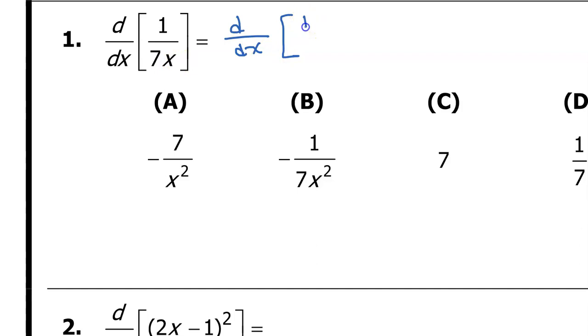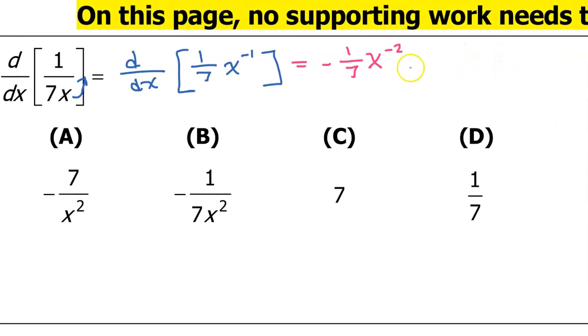See this x in the denominator? I'm just going to bring that out of the denominator and write it as x to the negative 1 power. So now I can more easily do the power rule. I will multiply the negative 1 times the 1/7 and I get negative 1/7. I reduce this power by 1. So this becomes x to the negative 2 power.